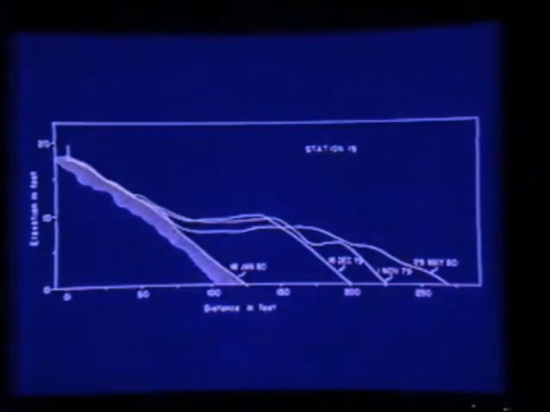If you compare the profile on the left, which was made on the 18th of January, 1980, with the profile on the far right, which was made on the 29th of May, 1980, you'll see that there's a large difference between the width of the winter beach and the width of the summer beach.